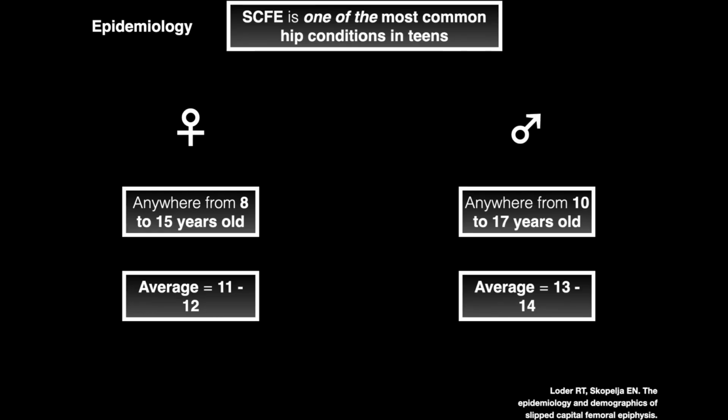SCFE is one of the most common hip conditions in teens. In females, it can occur from anywhere from 8 to 15 years old. In males, it can occur anywhere from 10 to 17 years old. The average age in girls is 11 to 12, and the average age in boys is 13 to 14.